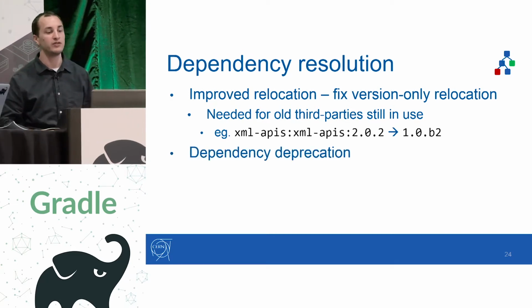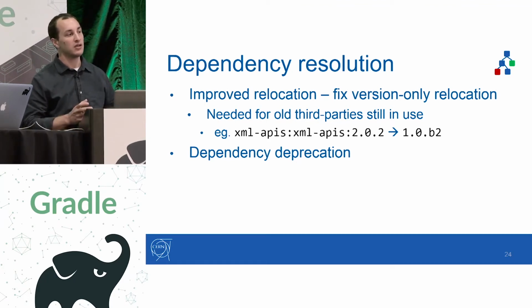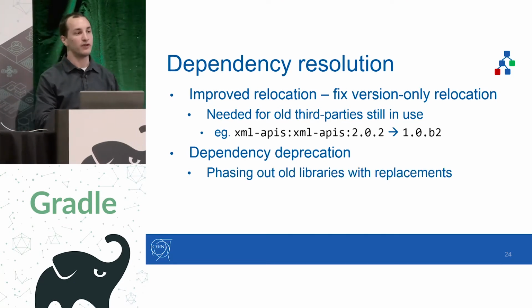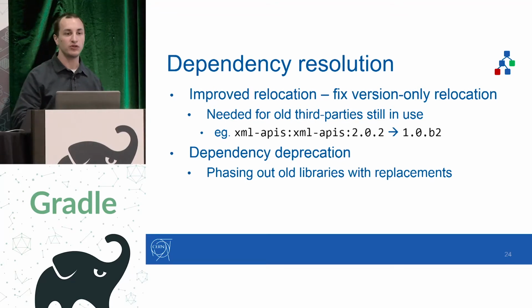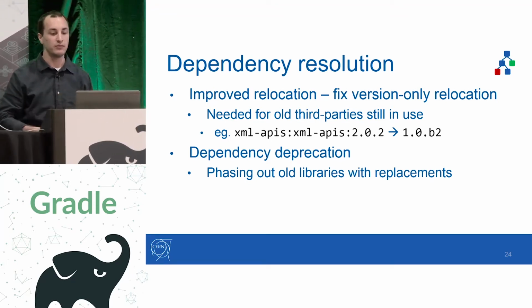Another thing that we did is dependency deprecation. So now we have a plugin where we can define certain libraries to be obsoleted and replaced by other new libraries. And this helps us phasing out these deprecated libraries by automatically replacing them during the build.